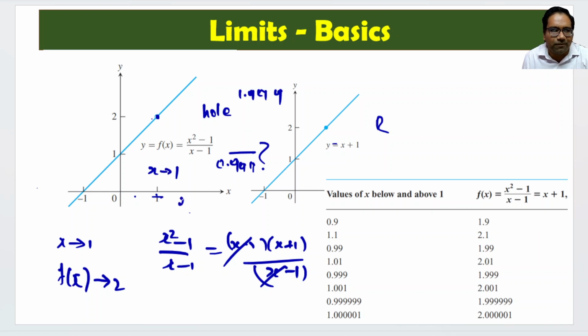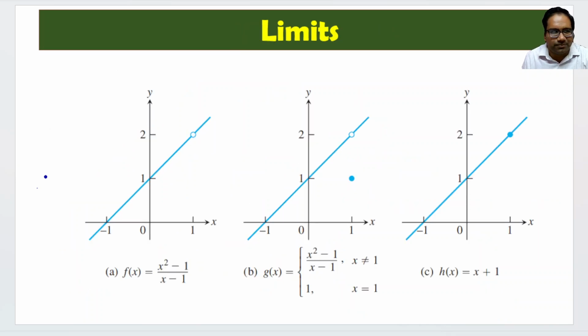Okay, so f of 1 is not defined. Please note, the limit of this function need not be f of 1, because f of 1 is not defined. Here, the limit of this function when x approaches 1 is equal to f of 1 in this graph. In this graph, the limit of this function when x approaches 1 is actually 2. Right. Let us take another example.